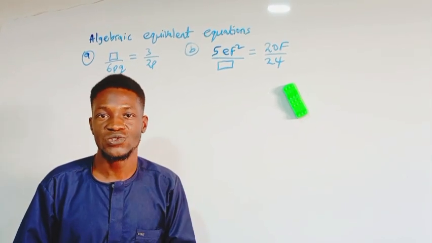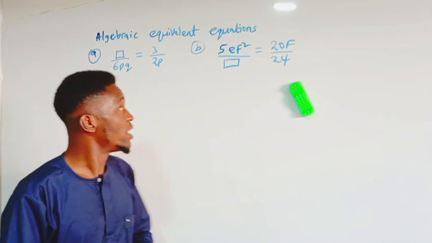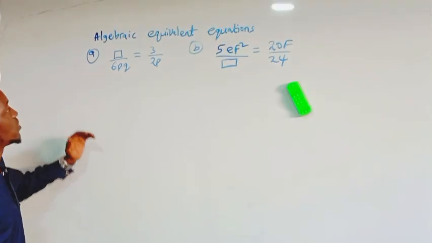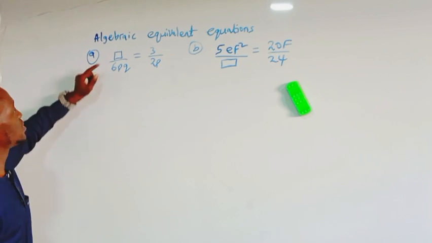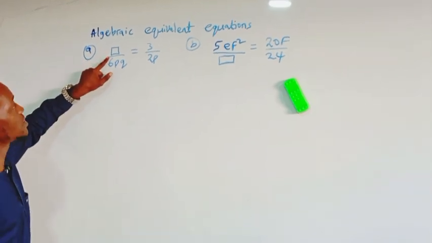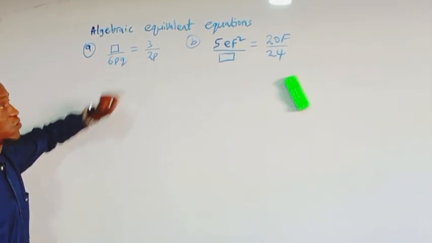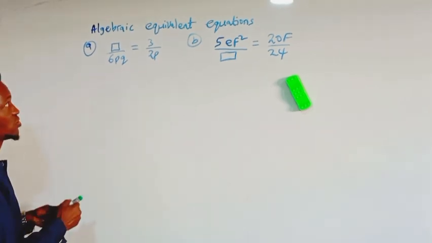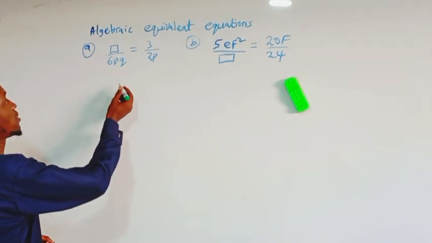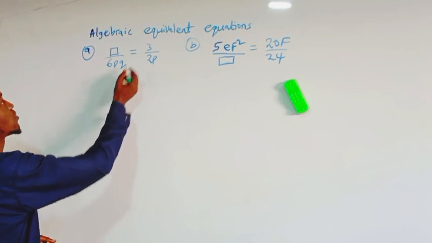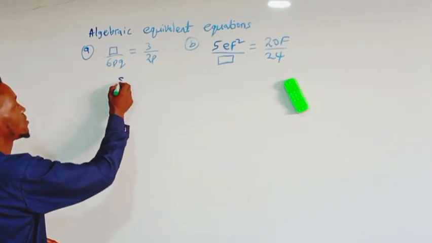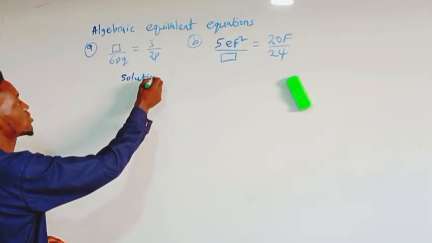Okay, so let's dive into this example. As you can see, first of all, we have one line at the left hand side. We also have one line at the right hand side, which means cross multiplication. So first of all, we have to cross multiply. If you cross multiply, let me write it down. Let me write the solution to this question.